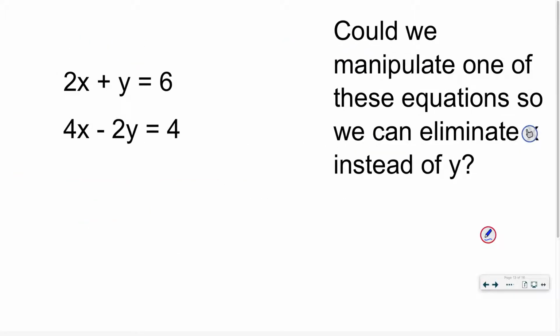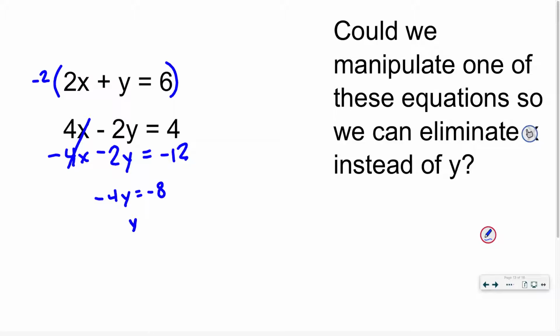Okay. So now, instead of eliminating y, what can we do to eliminate x? Who has an idea? You can multiply the top equation by -2, because that would become -4x minus 2y equals -12. And that would eliminate x, giving negative 4y equals negative 8. y is still 2, just like before.